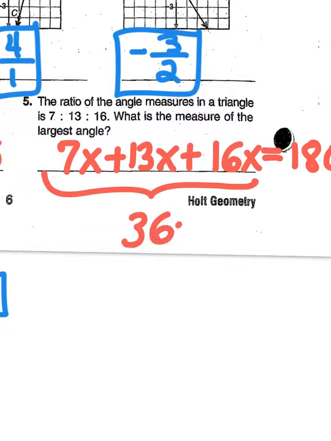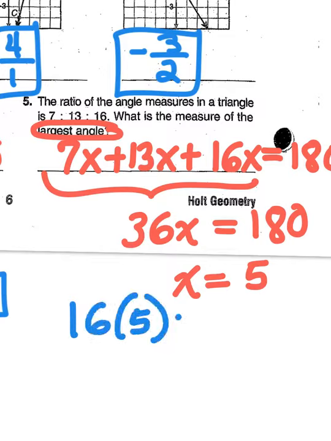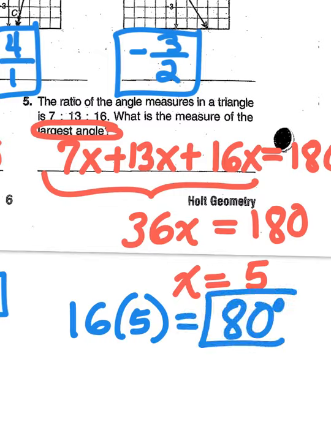Okay, now, Tanya, what did you get when you combined all those x's? 36. Everybody got 36? Yes, awesome. And Jose Juan, what did you get for the value of x? 5. So far, so good? Yes. So now, Samantha, what did you get for the measurement of the largest angle? What did you do to get that? I got 80. What did you do? 16 times 5, and that gives you 80. 80 what? 80 degrees. Perfect. Everybody okay with that problem?